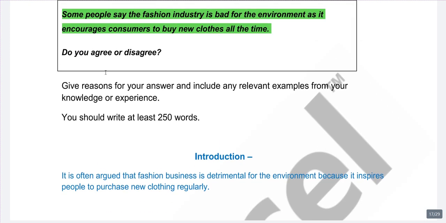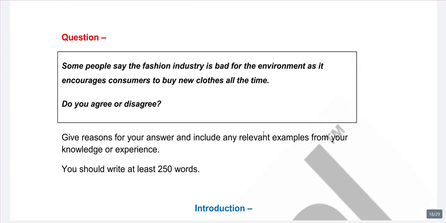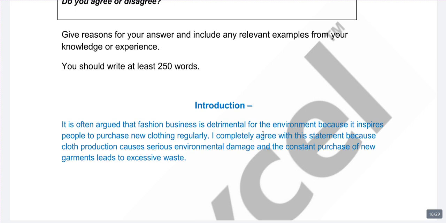So the question is saying, some people say the fashion industry is bad for the environment as it encourages consumers to buy new clothes all the time. So we're writing, it is often argued that fashion business is detrimental for the environment because it inspires people to purchase new clothes regularly. So why do we say it's bad? Because it is inspiring people, tempting people to purchase new clothes regularly. So that's why.